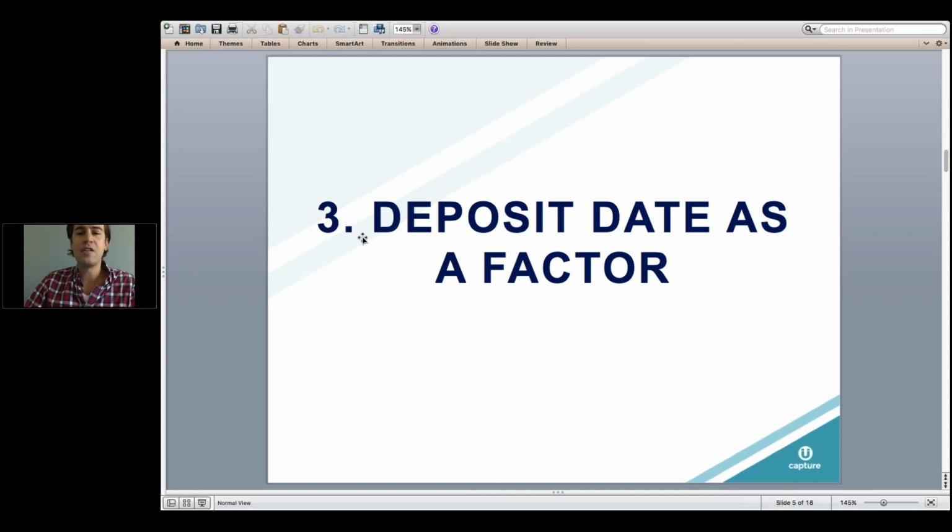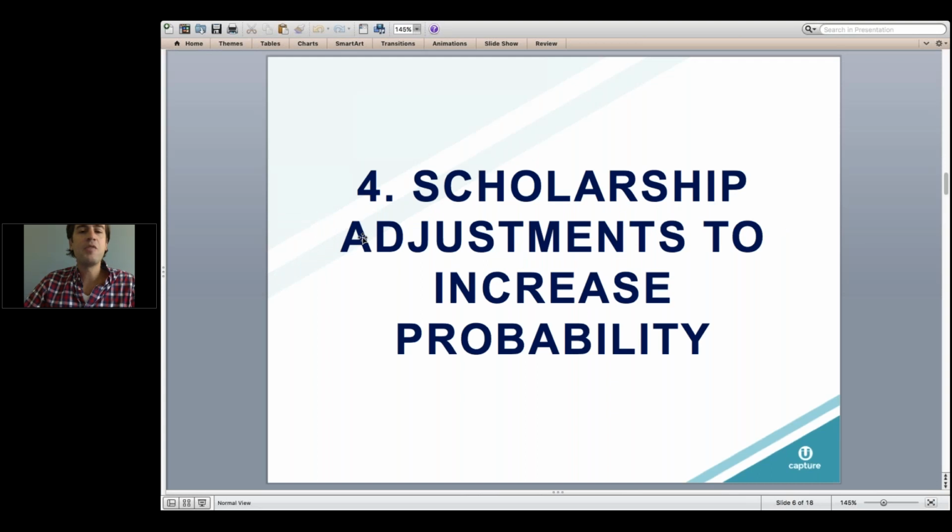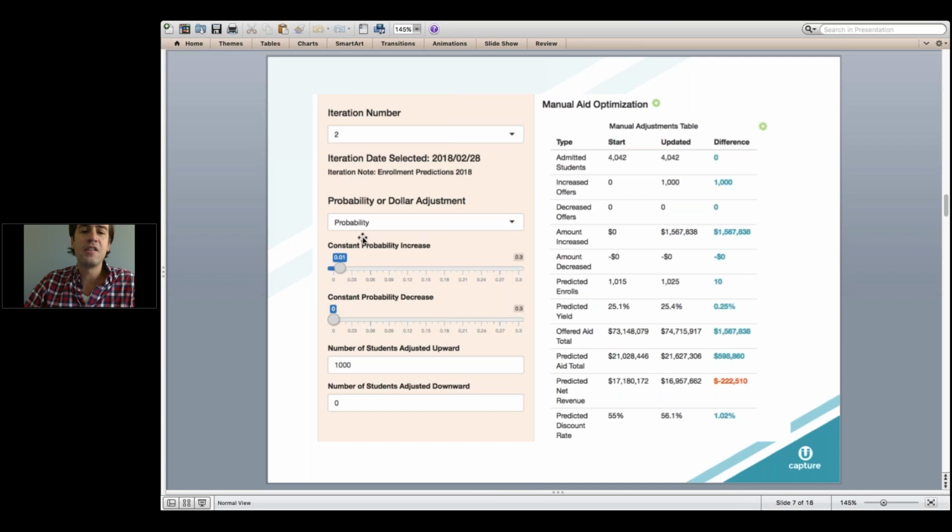All right, let's move on to some things that have already existed in our models, but maybe were kind of overlooked, things that we think are pretty cool. So one thing is we can adjust the probability: adjust students by the amount of probability you want to increase their likelihood to enroll.